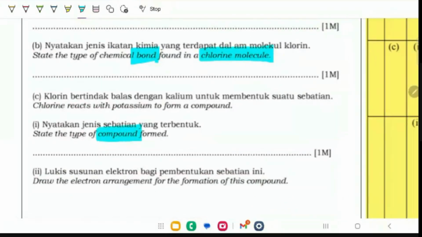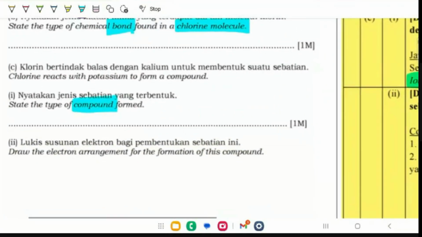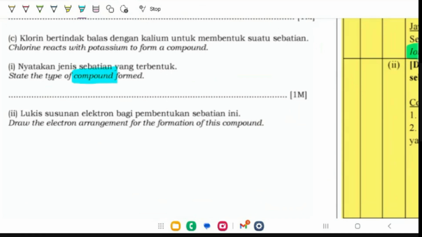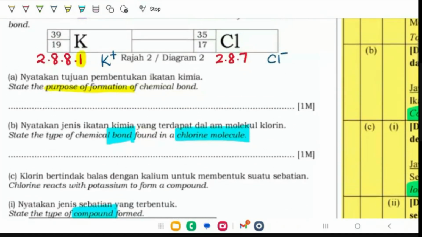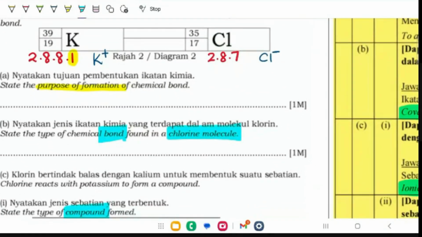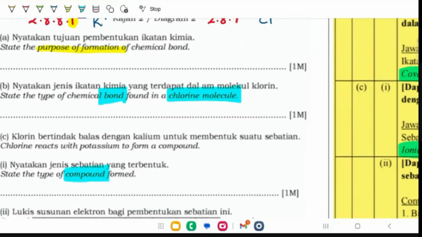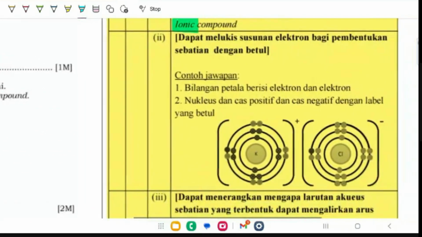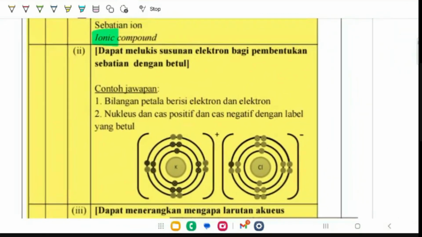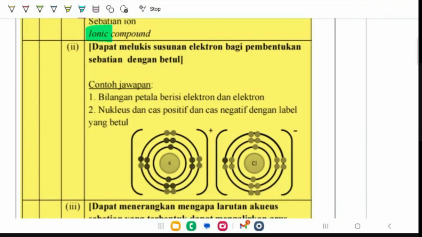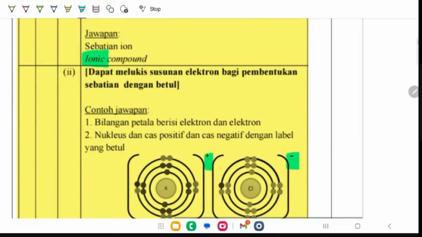Then draw the formation of the compound. It should be KCl. This one is not a big problem. Both will achieve a stable octet electron arrangement. Then positive and negative.